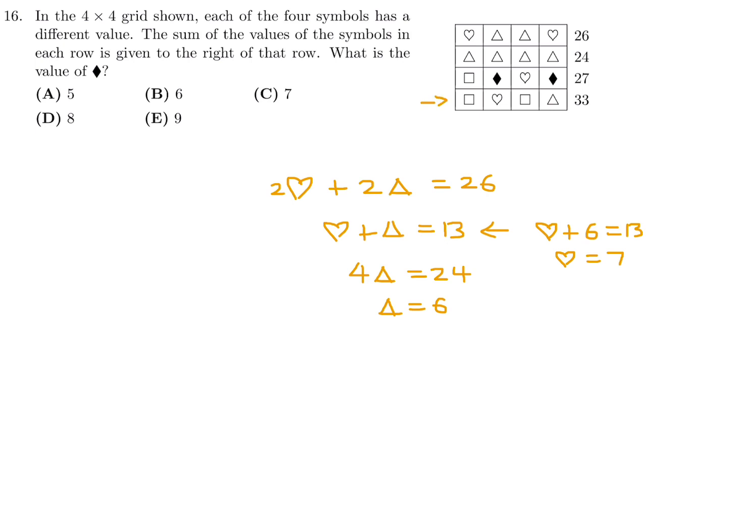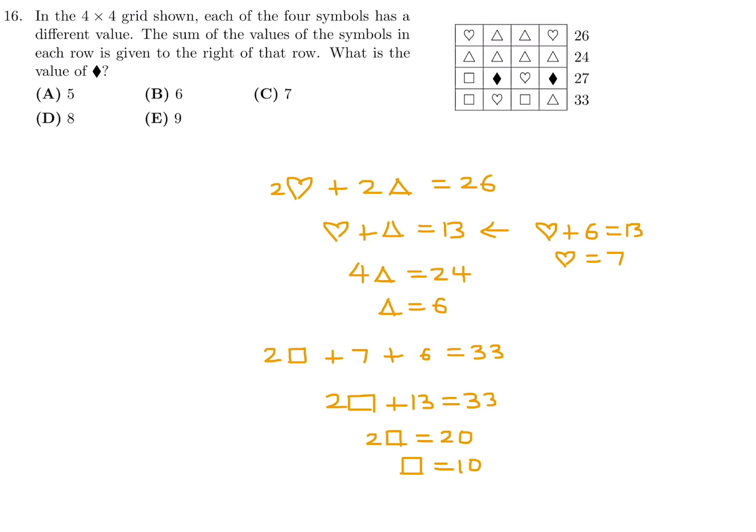Now I will concentrate on the last row. That tells me that 2 squares plus a heart, which is 7, plus a triangle, which is 6, is equal to 33. So 2 squares plus 13 is equal to 33. So 2 squares is equal to 20, and therefore 1 square is 10.